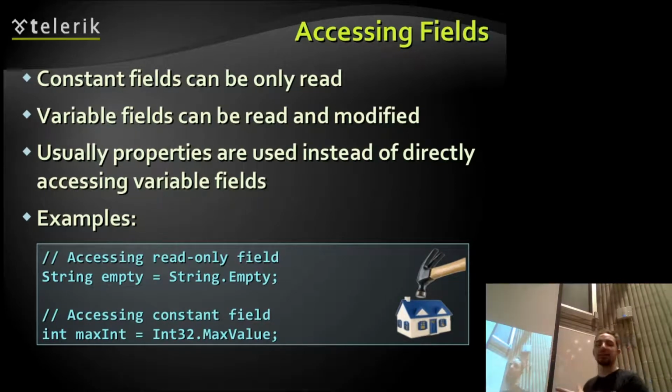This is accessing fields. So Int32 is a class. MaxValue is a field in that class. MaxValue is 2 to the 31 minus 1. It's 2 billion and change. Positive 2 billion and change because that's the maximum value. No methods get executed as a result of accessing this. And it's the same with String.Empty.